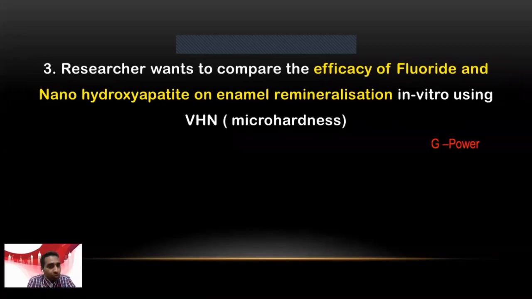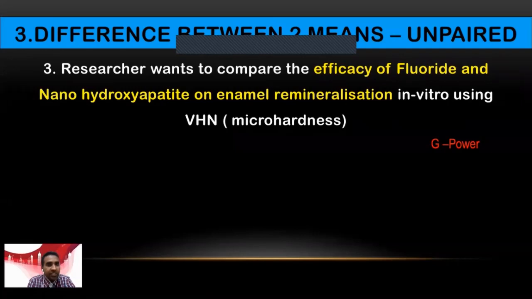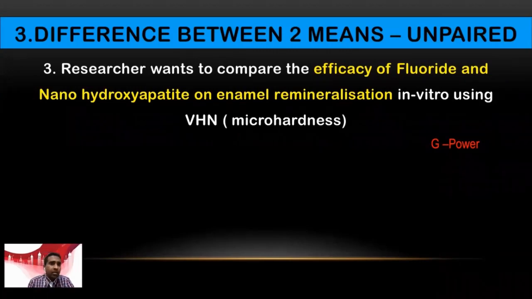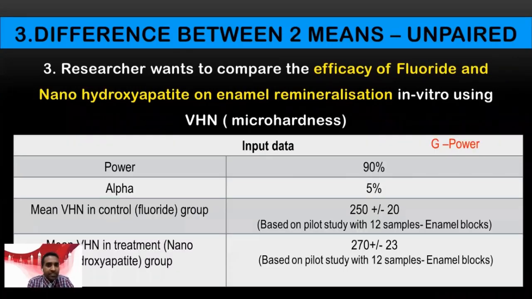And how many groups do we have? 2 groups. So what is the study? Difference between two means, and paired? We are going to use separate blocks for fluoride and separate blocks for nanohydroxyapatite. So it is unpaired means. What are the data needed? 90% power, 5%. Based upon the pilot study with 12 samples, we calculated 250 and 270 with plus or minus 20 and 23 respectively. If you are going to feed this information in G-Power, we will get the sample size. Let me go through the next slide.